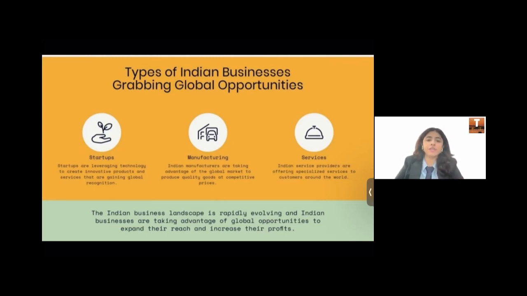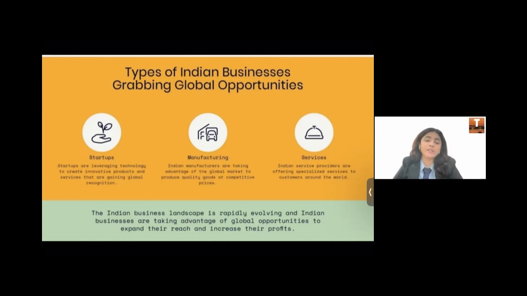Indian manufacturing companies have ventured into global markets, leveraging Indian skilled labor, cost advantages, and manufacturing capabilities. Companies in sectors such as automobiles, textiles, machinery, chemicals, and pharmaceuticals have established a strong presence worldwide. Examples can be Tata Motors, Mahindra & Mahindra, Bharat Forge, and Apollo Tyres. Third would be information technology and software services.